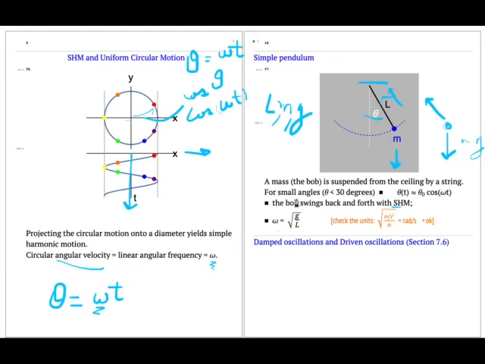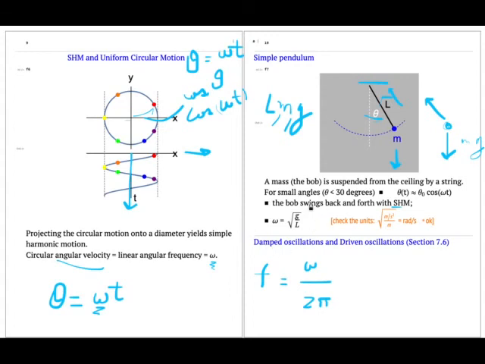The frequency goes like 1 over the square root of length. I should really be saying angular frequency. But remember, frequency is just angular frequency divided by 2 pi. Well, the derivation of this result is something you'll have to read about in the book.